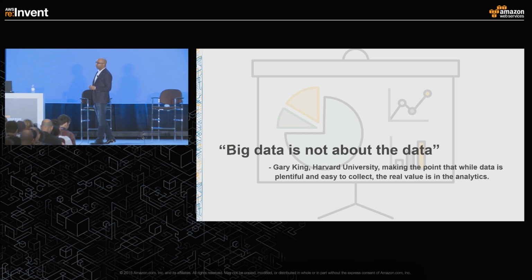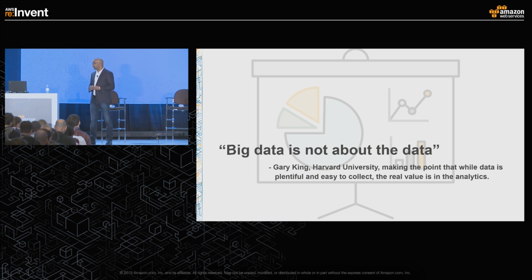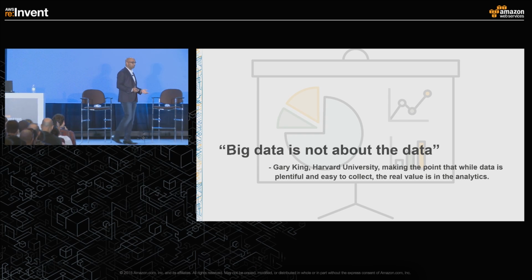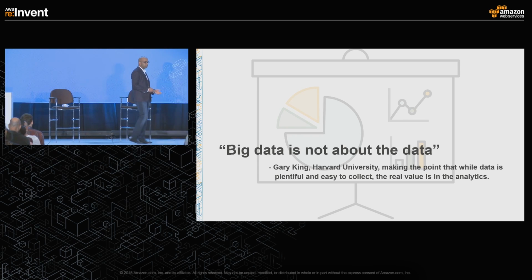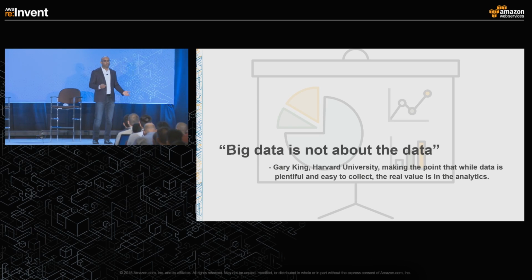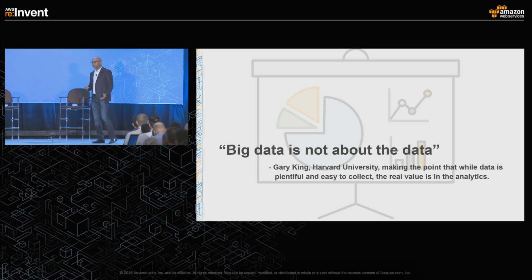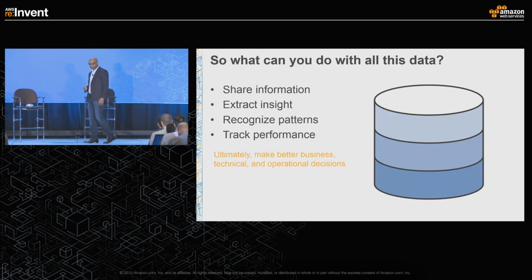I like this quote that I came across on the internet from Gary King at Harvard University. It says, "Big data is not about data." I think what he's actually trying to say is it's not just enough to collect information from all these different places, collect data. You've got to do something with it.